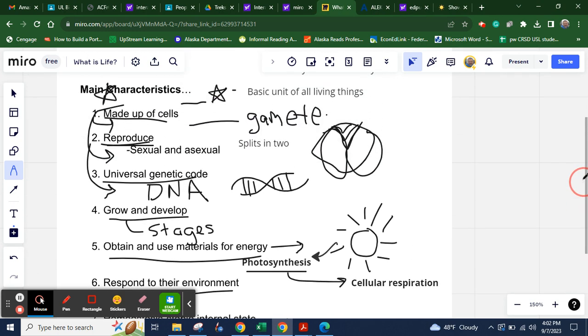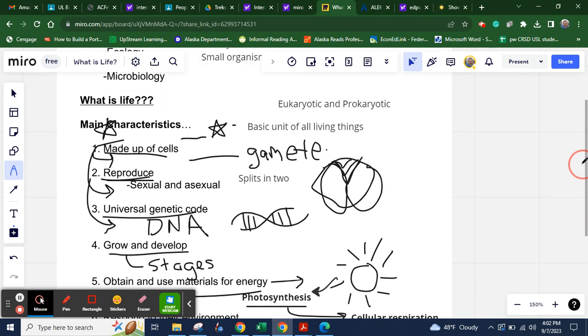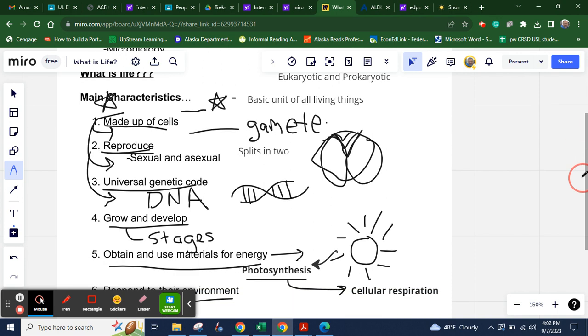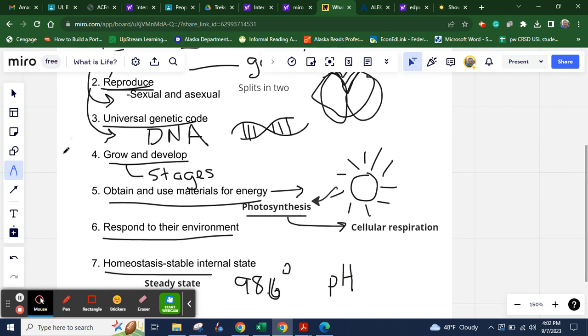But again, if you're a living thing, the characteristics that define you, that make you a living thing, is you're made up of cells. And because you're made up of cells, you can reproduce. You have a universal genetic code because that's found within your nucleus. And then you can grow and develop because your cells can grow and they can be specialized and turn into something else like tissue and organs.